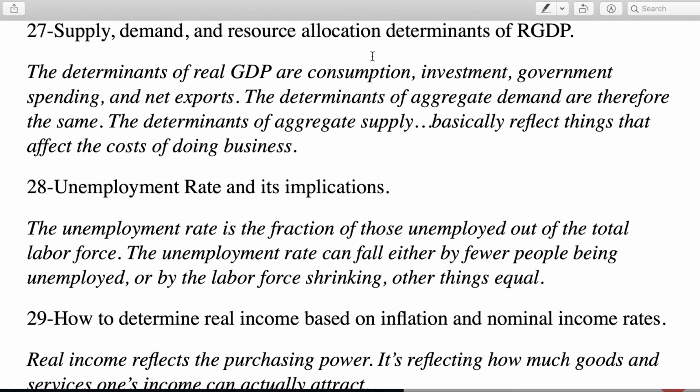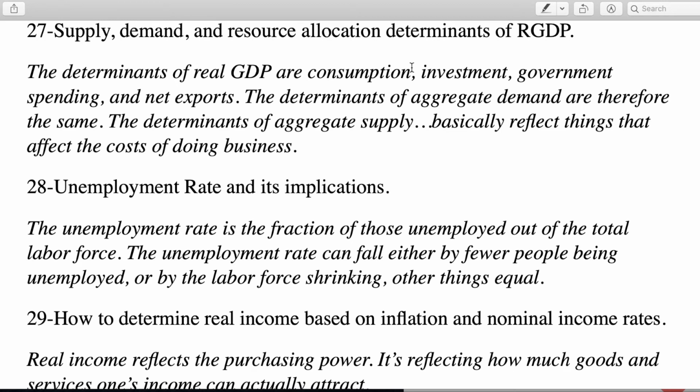Supply, demand, and resource allocation, determinants of real GDP. Well, the determinants of real GDP are things like consumption, investment, government spending, and net exports. The determinants of aggregate demand are therefore the same things. Determinants of aggregate supply, well, there's a whole list of them. It's easy enough. You can just type into Google determinants of aggregate supply, or what are the shifters of aggregate supply. As you're looking at the list, you'll basically see these things reflect the cost of doing business.